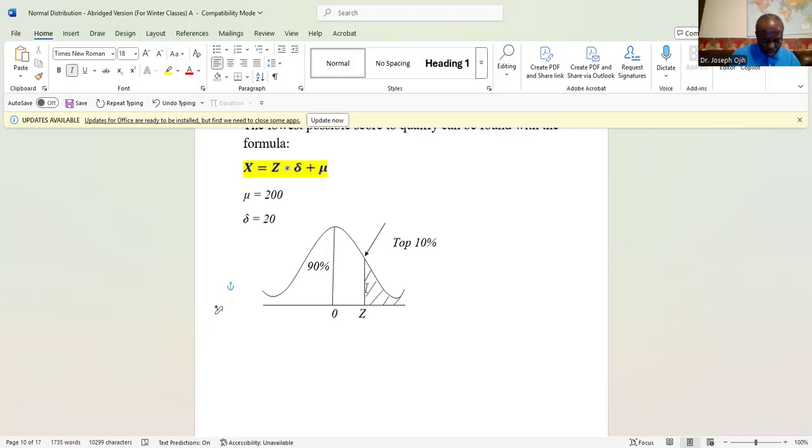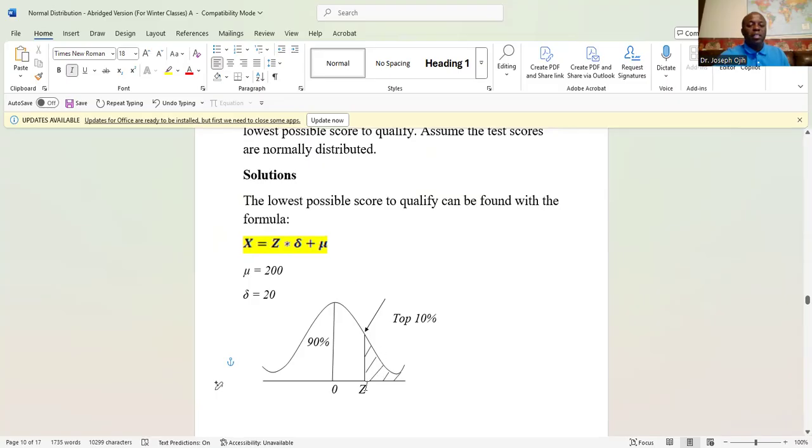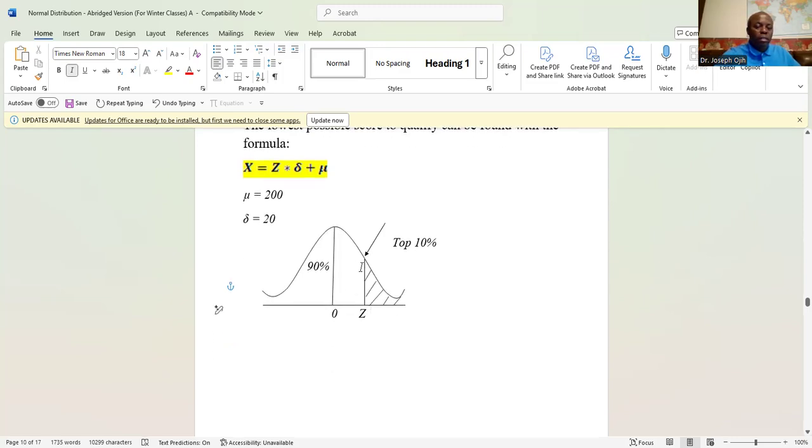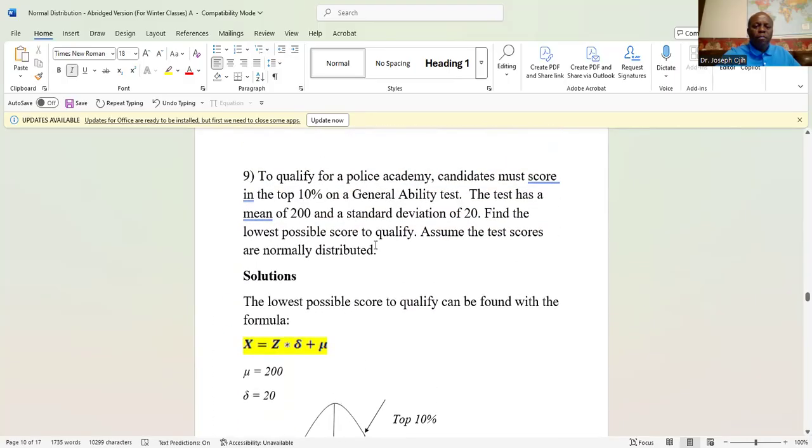So you can see that we need the Z. The standard deviation, the delta, is given as 20. The Z, we don't know. And mu is given as 200. So this cutoff is the space we're really looking for, where it says, find the lowest possible score to qualify.